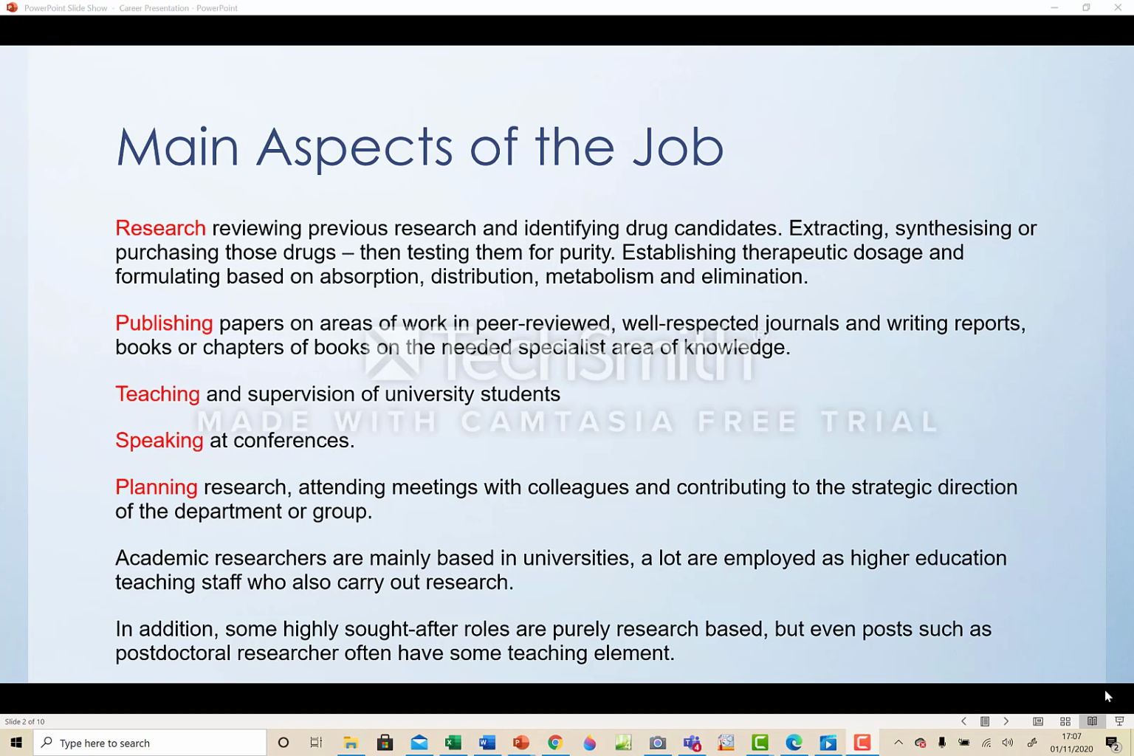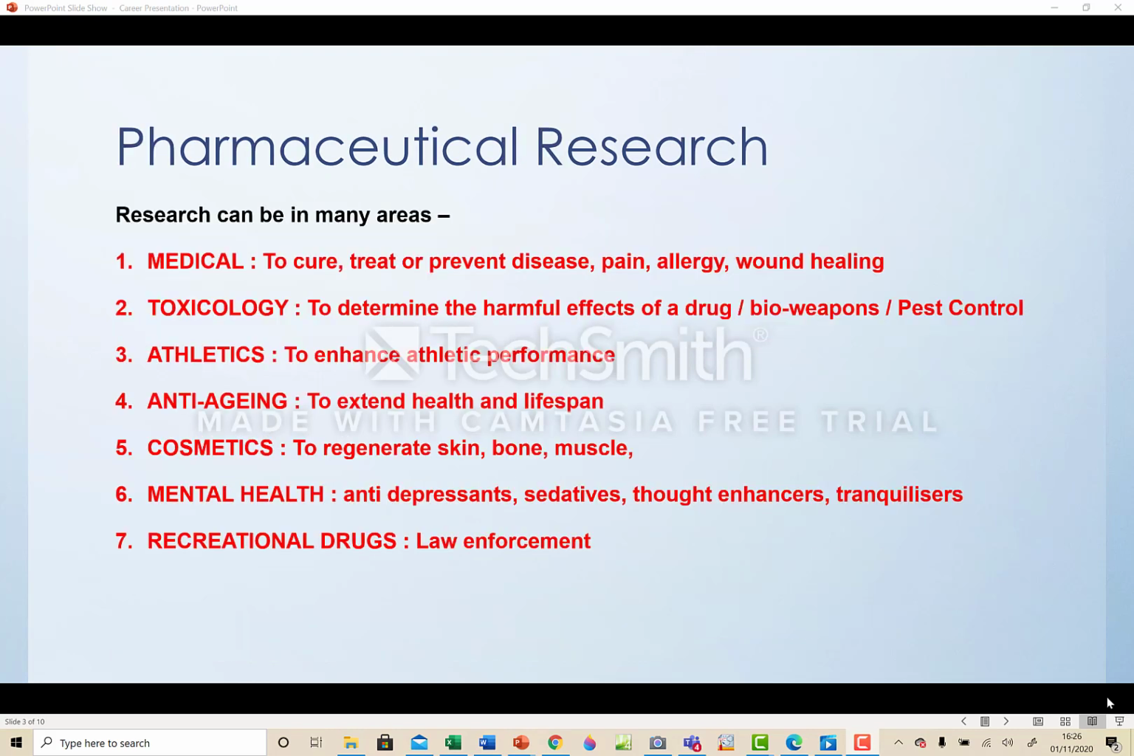Researchers are also involved in publishing papers on areas of work in peer-reviewed, well-respected journals and writing reports, books, or chapters of books on needed specialist areas of knowledge. They're also involved in teaching and supervising university students, speaking at conferences, and planning research by attending meetings with colleagues and contributing to the strategic direction of the department or group.